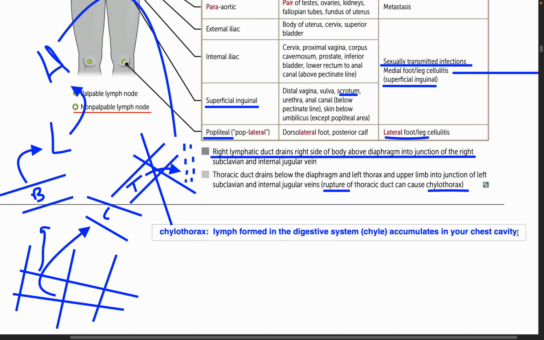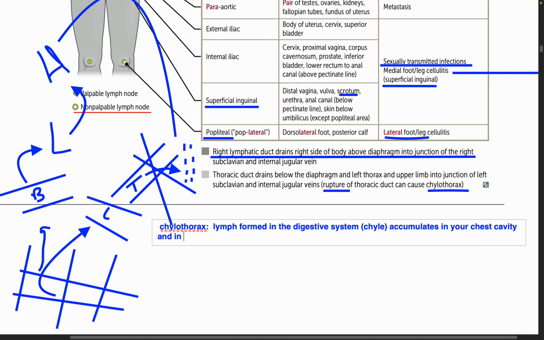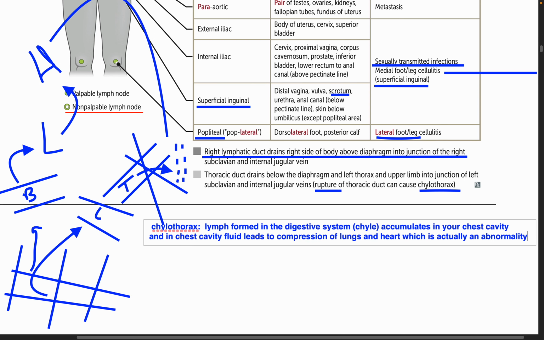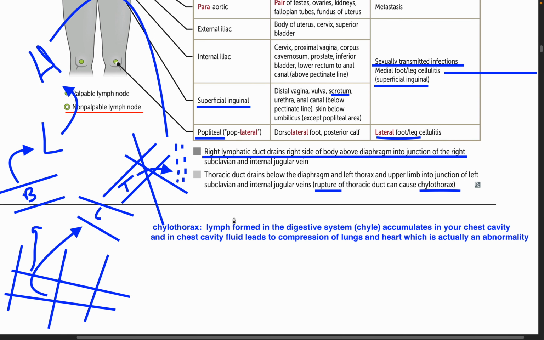Let me write something more for you. In the chest cavity, fluid leads to compression of lungs and heart, which is actually an abnormality. Okay, so now I think you will get my point. Read this.